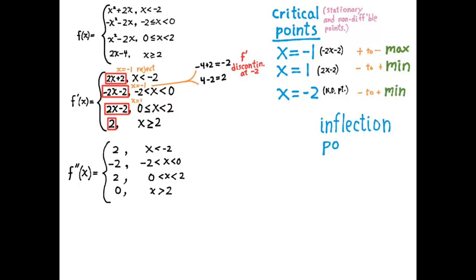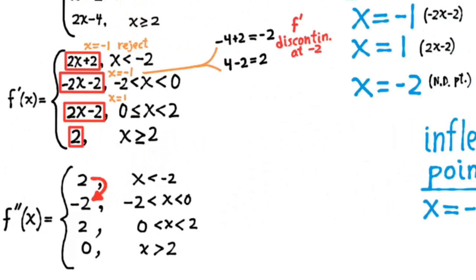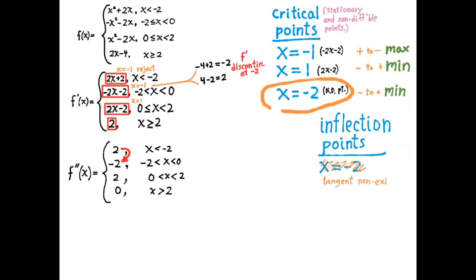Now let's go to the inflection points. The inflection points are places where the second derivative changes sign, and we see, if we look at the very first two expressions for the second derivative, we see that it changes sign at the first junction point of x equals negative 2. Does that mean negative 2 is an inflection point? Careful! Remember, x equals negative 2 was a non-differentiable point. There's another requirement of inflection points besides the second derivative changing sign. You also have to have a tangent line that exists. So x equals negative 2 is not an inflection point. We have to reject it because there's not an existing tangent line at x equals negative 2.